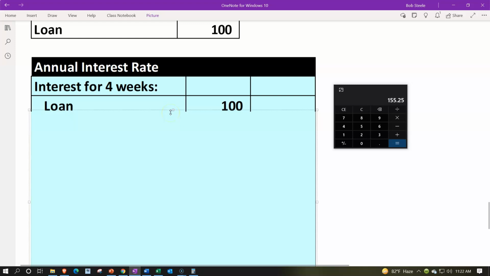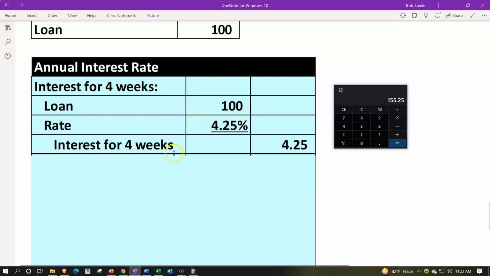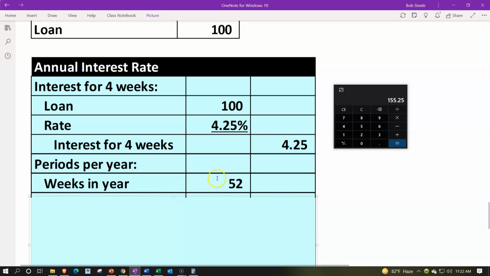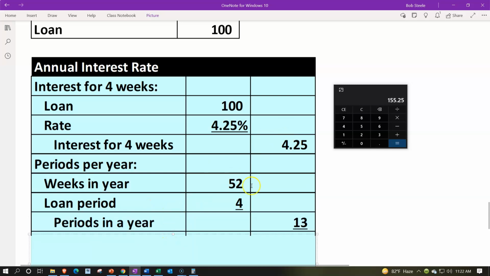One other way to look at this, just to understand it a little bit better. If the interest for 4 weeks was the loan amount times the rate of the 4.25, this 4.25 representing the rate for the time period of the loan, which in this case is 4 weeks, that would give us the 4.25. And then the weeks per year are 52, and the loan period is 4. So we're representing this in weeks, and that would give us our 13.